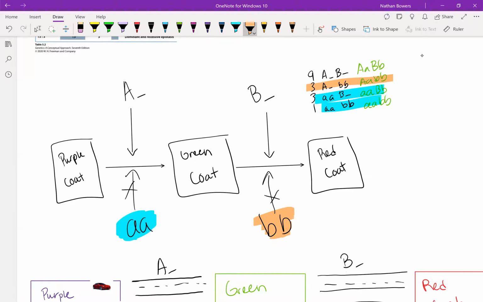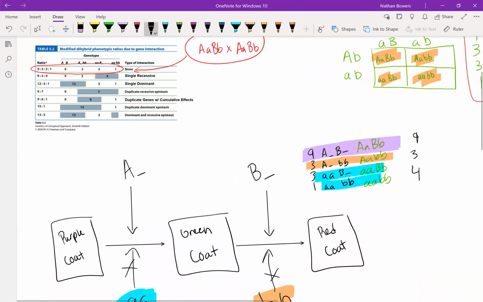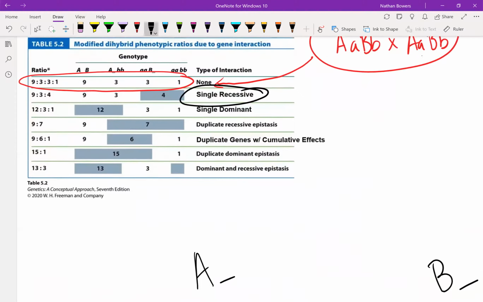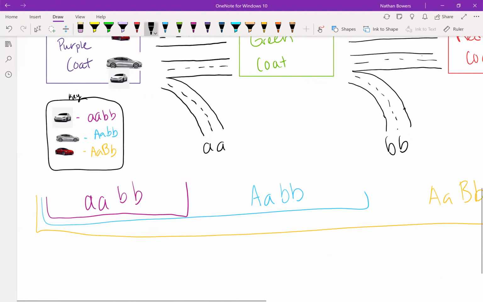Now, if you have a big B and a big A, you can get all the way through the pathway and get a red coat, which is what's displayed up here, highlighted in purple. So now we can see the ratio. For the purple coat there's 4, for the green coat there's 3, and for the red coat there's 9. So we have a 9:3:4 ratio, meaning this would be a single recessive epistatic case.